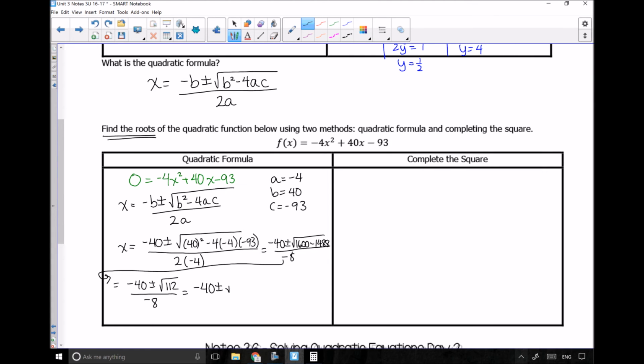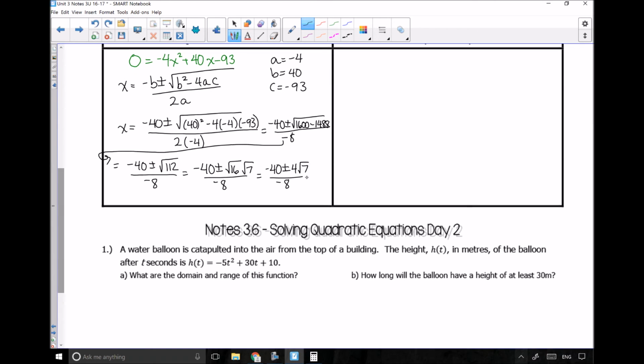So I'm going to split this up into the square root of 16 times the square root of 7, all over negative 8. Okay? So I end up getting negative 40 plus or minus the square root of 16, which is 4. So I get 4 root 7 all over negative 8. Now this is where what we learned about factoring and simplifying our equations is going to come in. So negative 40 and 4 root 7 have a negative 4 in common.